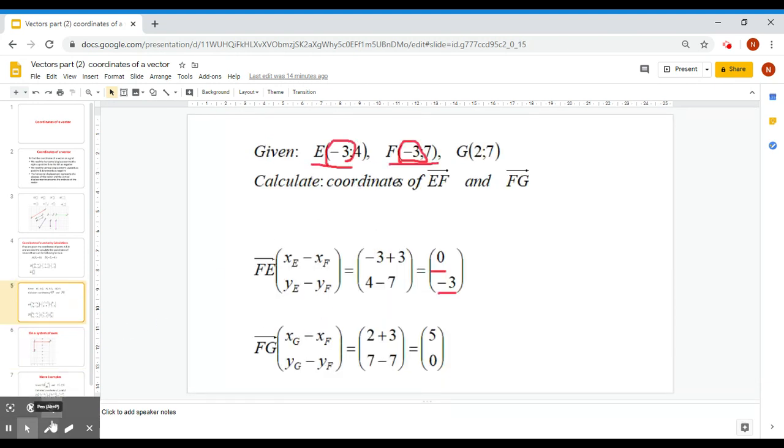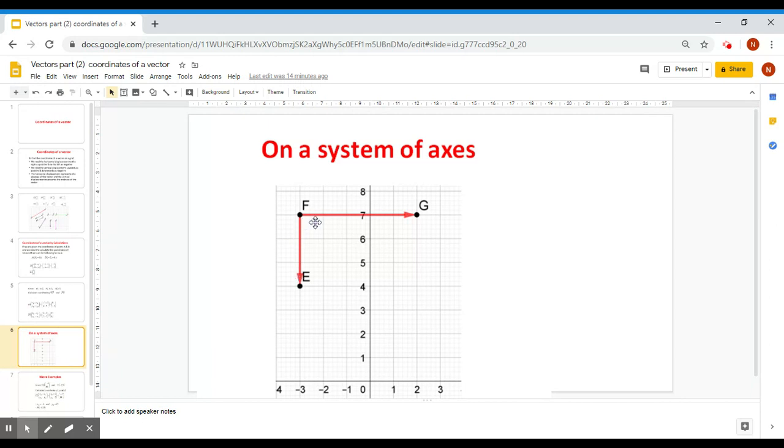Now, if I want to do the coordinates of vector FG, they have the same ordinate. So when I apply the formula, the ordinate of the vector will be 0, which means that I will have no vertical displacement, and it's going to be 5 units to the right. So here I have 5 units to the right and no vertical displacement, which means it is a horizontal vector.